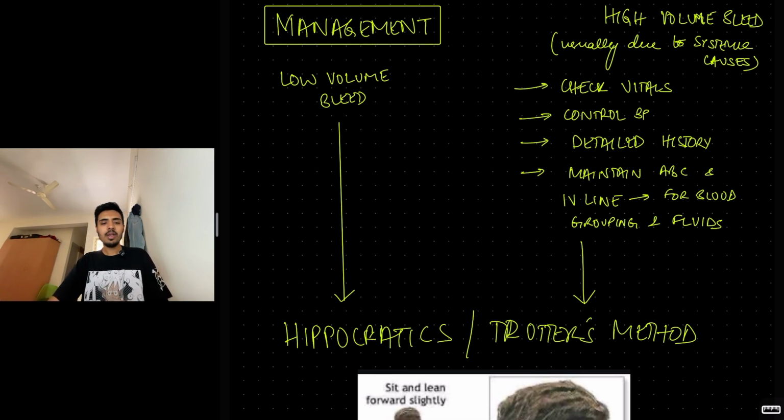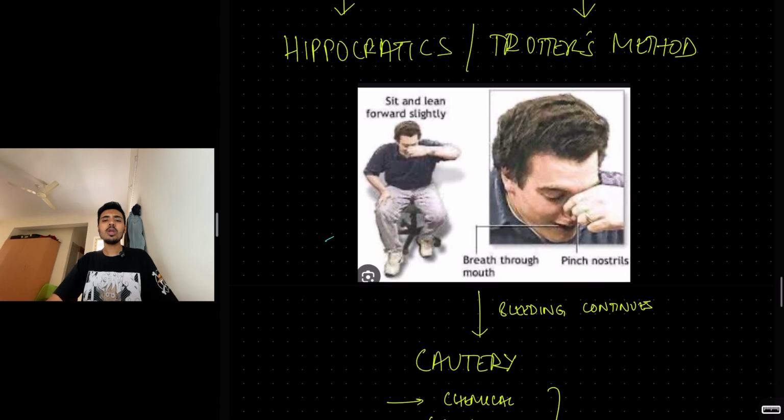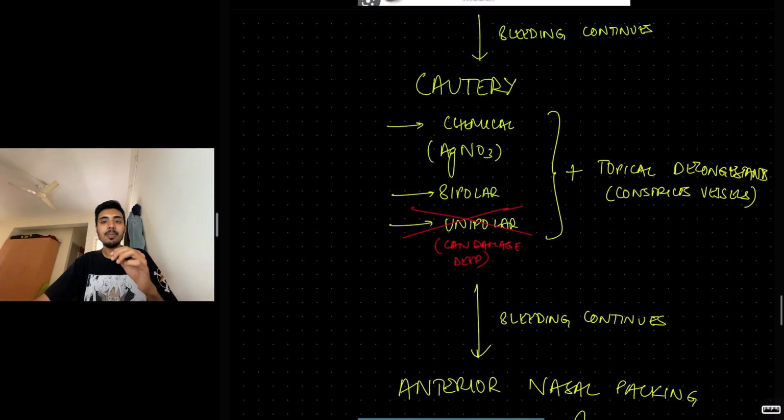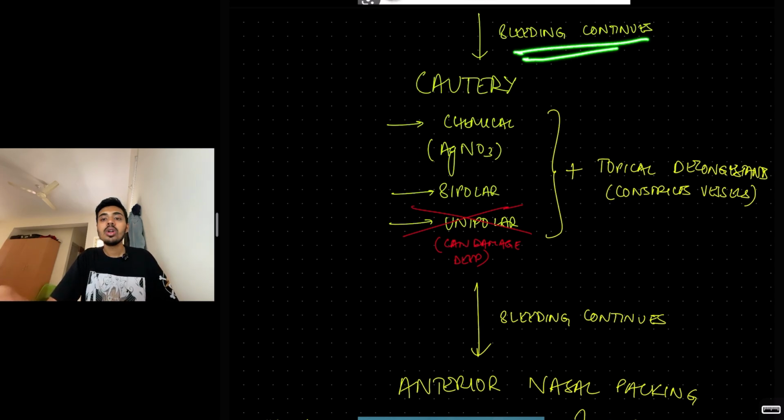But irrespective, after all that, for both low volume bleeds and high volume bleeds, first thing you'll do is make the patient go into Hippocratic's position or Trotter's position, where the patient leans forward slightly, closes the anterior nostrils, and pinches the anterior nostrils to put pressure and reduce bleeding, to control the bleeding. Let's say Hippocratic's method or Trotter's method does not work. Next, we go to cautery. The bleeding continues. So, cautery, what do we do?